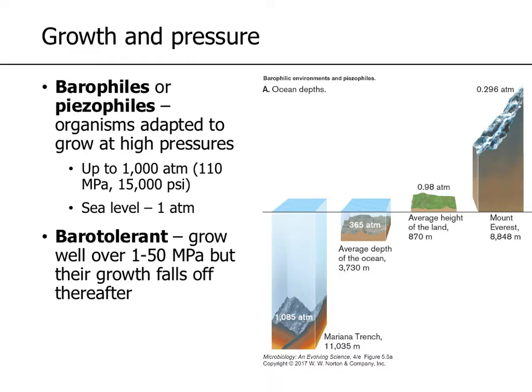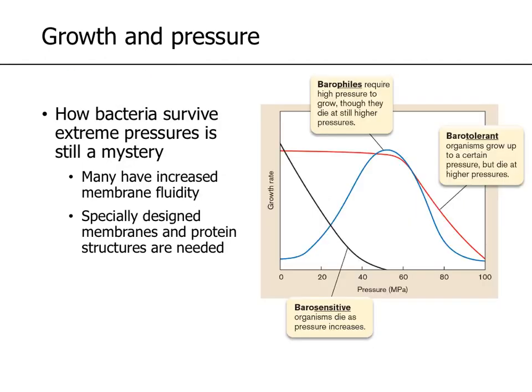So there are the barophiles. These actually require higher pressures to survive. And then there are some barotolerant microbes that are happy to grow at atmospheric pressure, but they can actually tolerate the higher pressures, although they will still die at the higher pressures. It's a little bit easier to see on this plot.